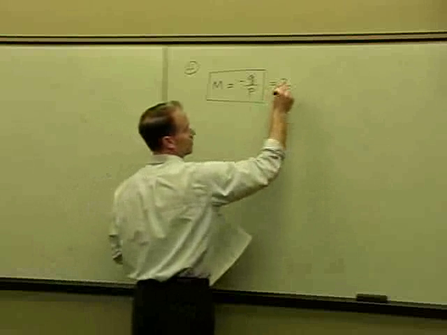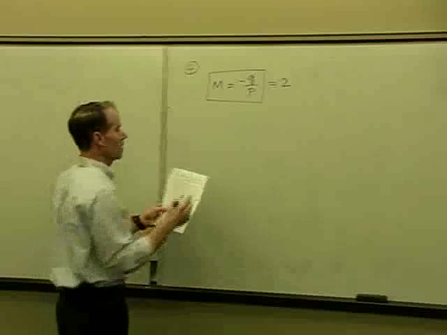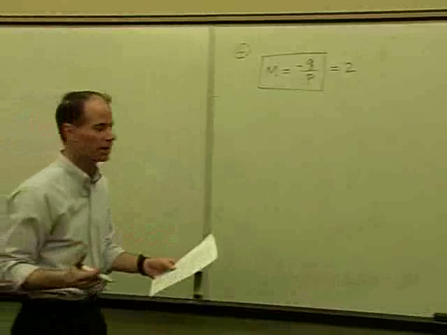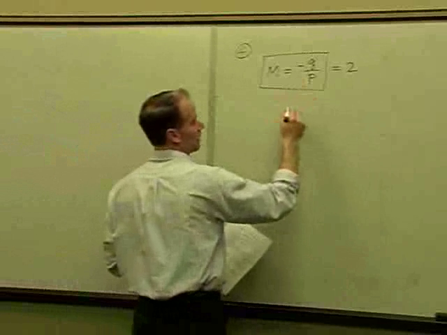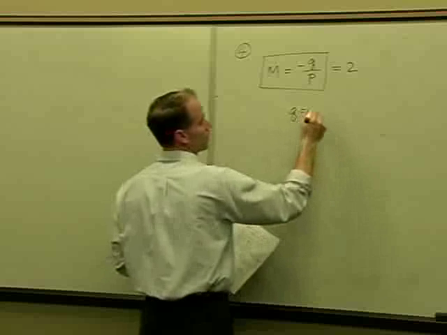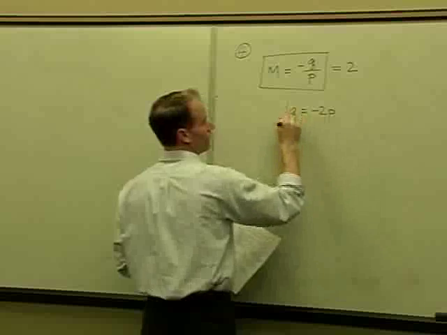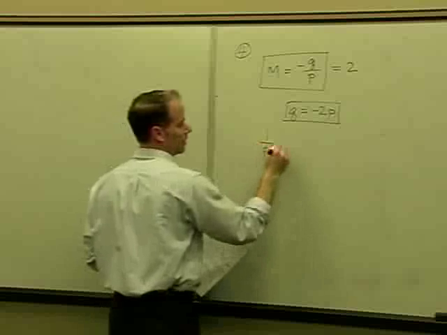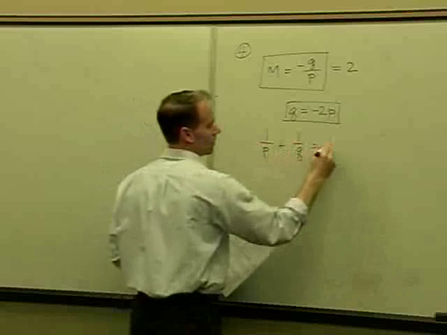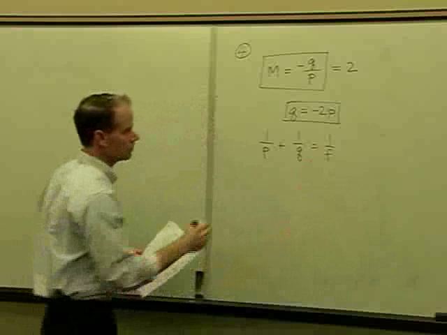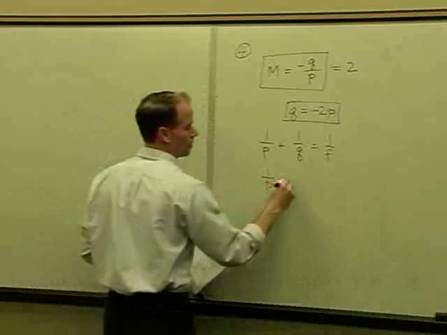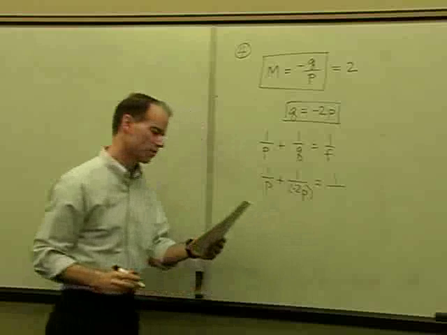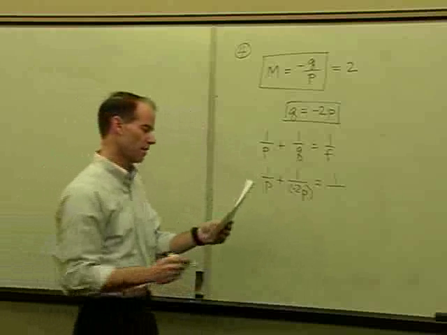So this is 2. So again, we want to find the position of the object, so we want to find P. So let's solve this for Q in terms of P. So Q will equal negative 2P. Put that into the mirror equation. 1 over P plus 1 over Q equals 1 over the focal length. And so we have 1 over P plus 1 over negative 2P equals 1 over the focal length. We're told that the focal length is 20 centimeters.